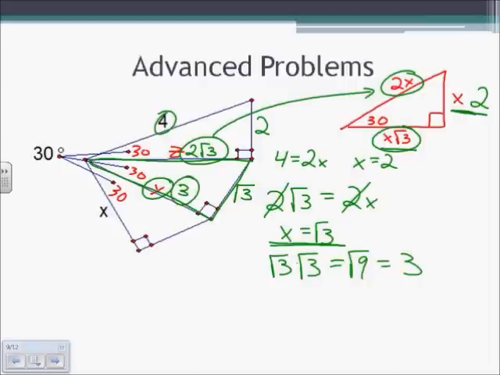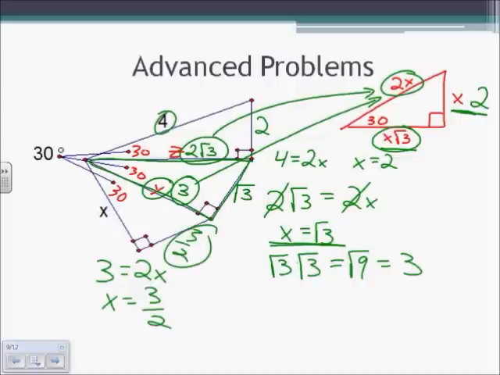3 is now in the same spot as the 2x, so therefore we have 3 equal to 2x. We divide by 2 on both sides. We have x is equal to 3 over 2. And then once we have x equals 3 over 2, we know how this is going to be the input for the x square root of 3. So our final value is x is equal to 3 over 2 square root of 3.